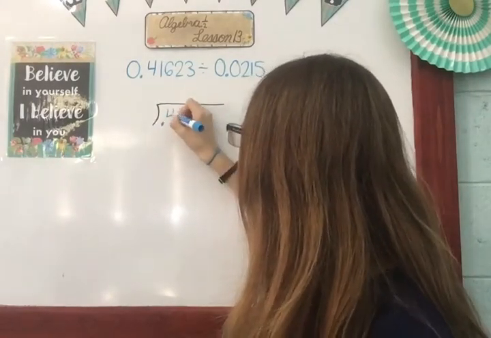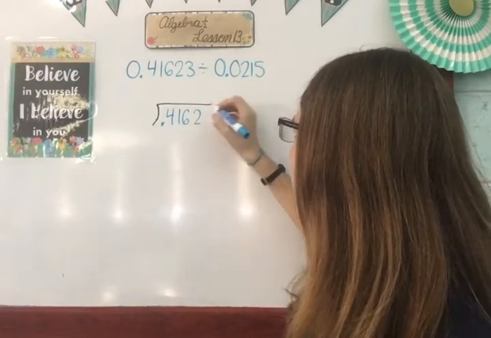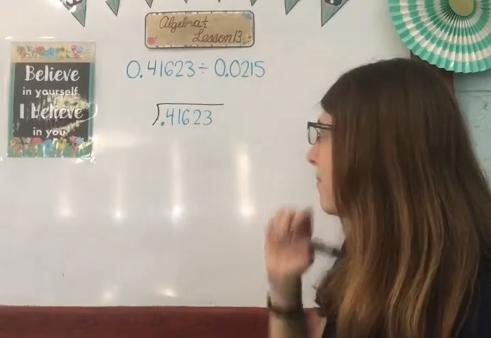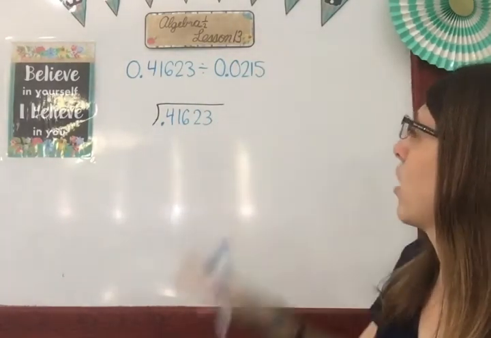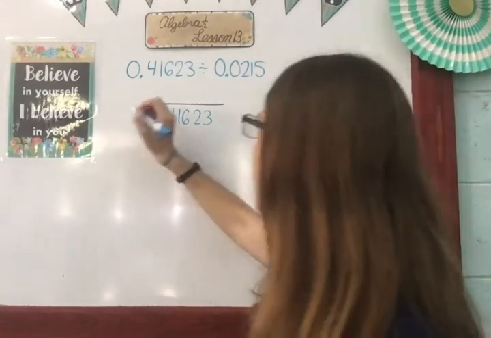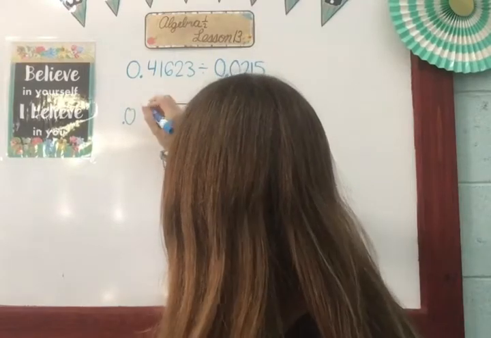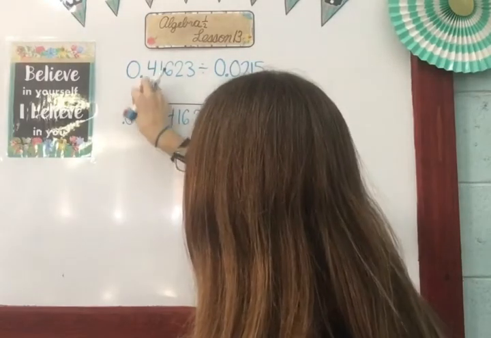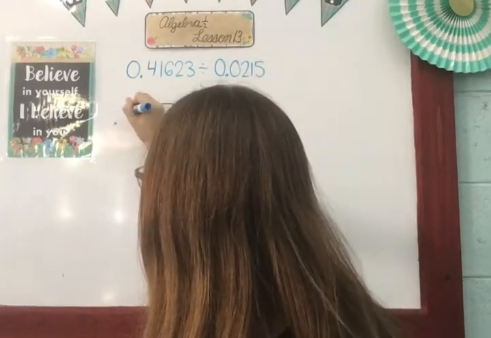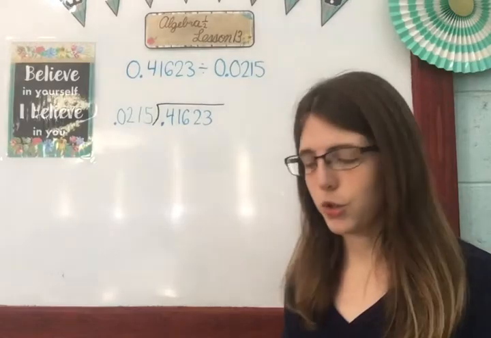I have 0.4. I'm going to get rid of that 0 so it's less confusing, because that 0 doesn't really matter. 61623. Now this is my divisor, so that needs to go on the outside. Okay, so I have 0.0. Now that 0 does matter because it's behind the decimal point, so I can't get rid of it. Oops, I'm going to be too squished, so let me move that over. 0, 2, 1, 5. Okay, so now I can do my division.